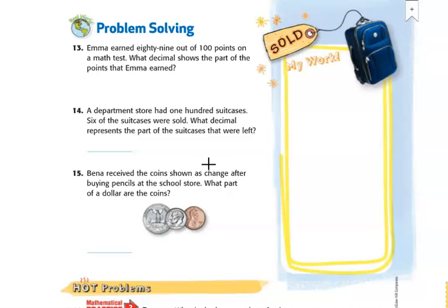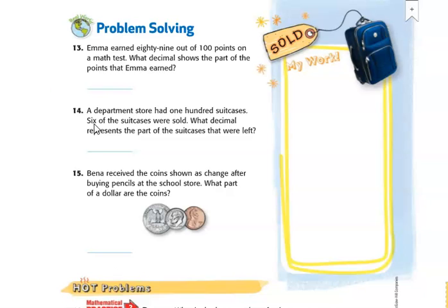Now, if I want to write that as a sentence on the right, Emma earned 89 hundredths, and if I wanted to be really awesome, I would say on her math test, but I don't think I have room in my text box. Okay, so that's number 13.